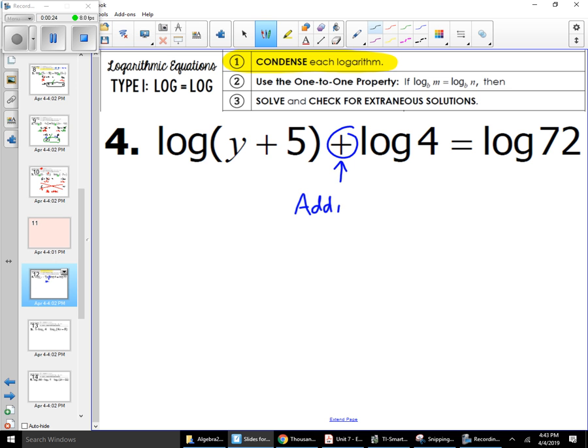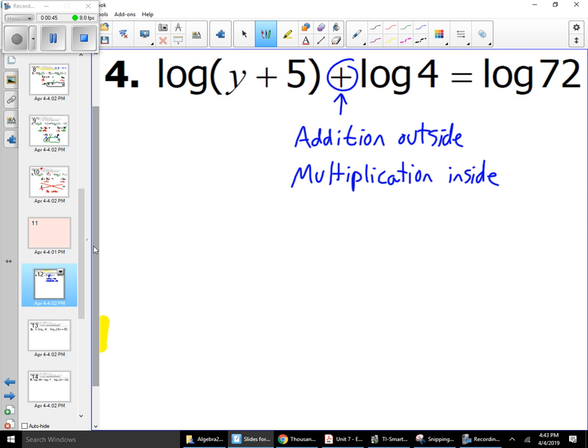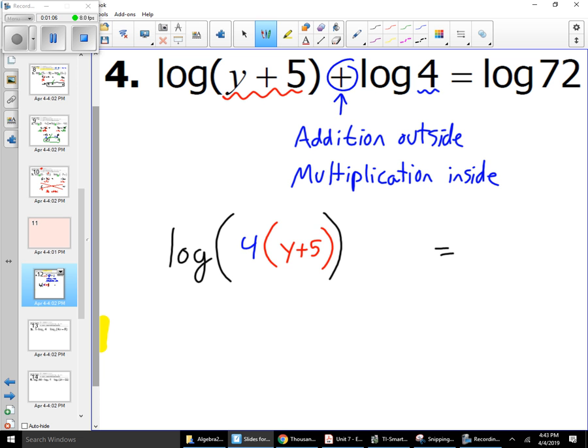Remember, addition on the outside becomes multiplication inside. So I can condense the logarithm in number 4 here. This will be the same as log of 4 times y plus 5. We'll go ahead and make that one red. Again, that was this guy on the left, and the 4 is this one here on the right. So addition on the outside becomes multiplication on the inside.